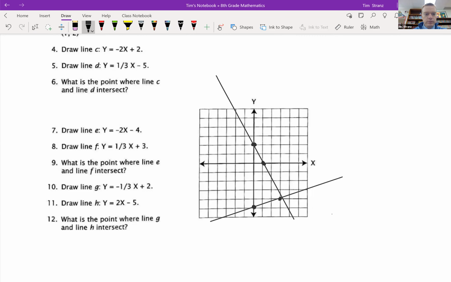Okay. And then number 6 asks, what is the point where line C and line D intersect? So I'm just going to make it clear: this was line C, this was line D. And you can see I almost drew my line perfectly. They intersect right here. And this point right here is going to be 1, 2, 3 over, 1, 2, 3, 4 down. So 3, negative 4 is where they intersect.